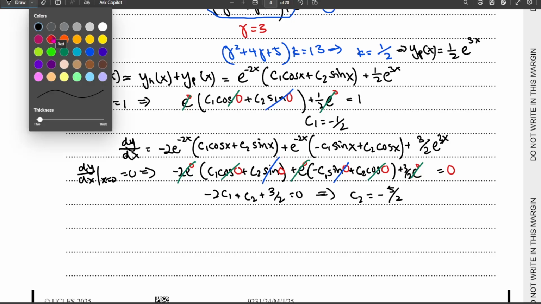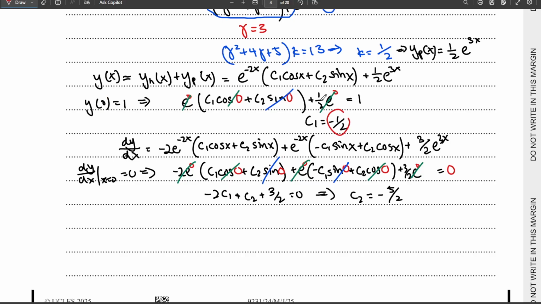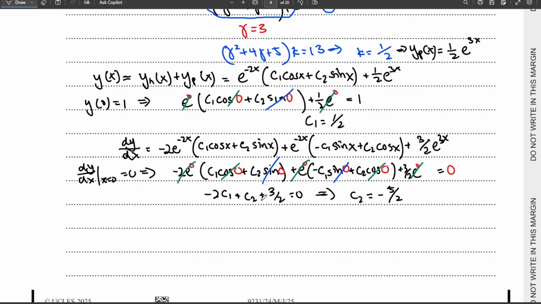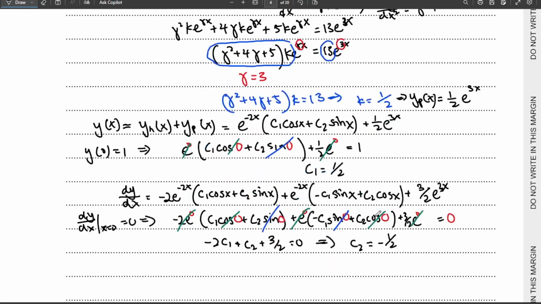Oh, I have an error in my computation here. C1 is supposed to be... okay, 1 minus half, that is positive half, not negative half. So take note here: c1 is positive half. And therefore c2 you should be able to get as negative half. After this, all the constants have been found.